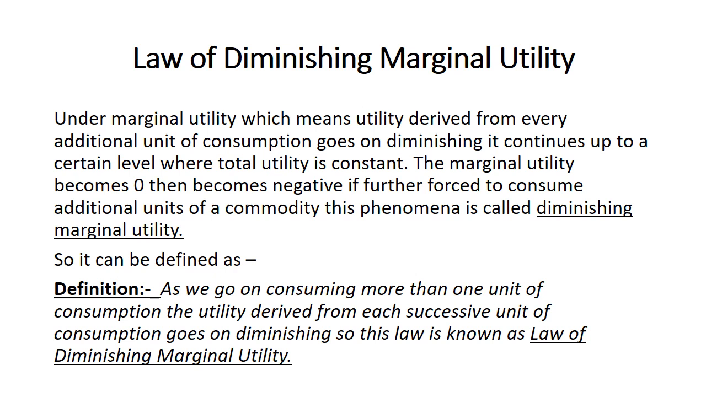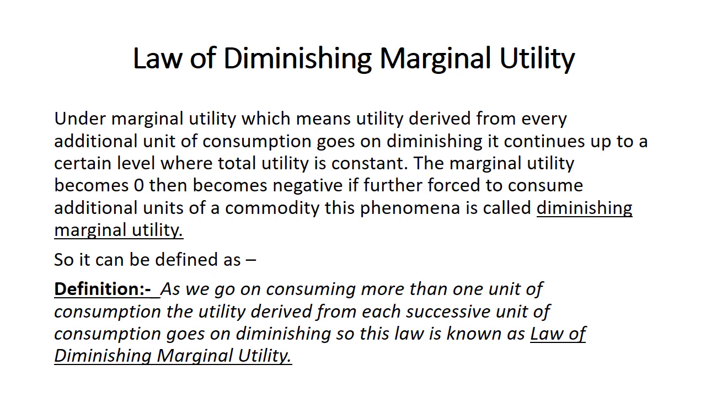So here we have the definition. It says, as we go on consuming more than one unit of consumption, the utility derived from each successive unit of consumption goes on diminishing. So this law is known as the law of diminishing marginal utility.